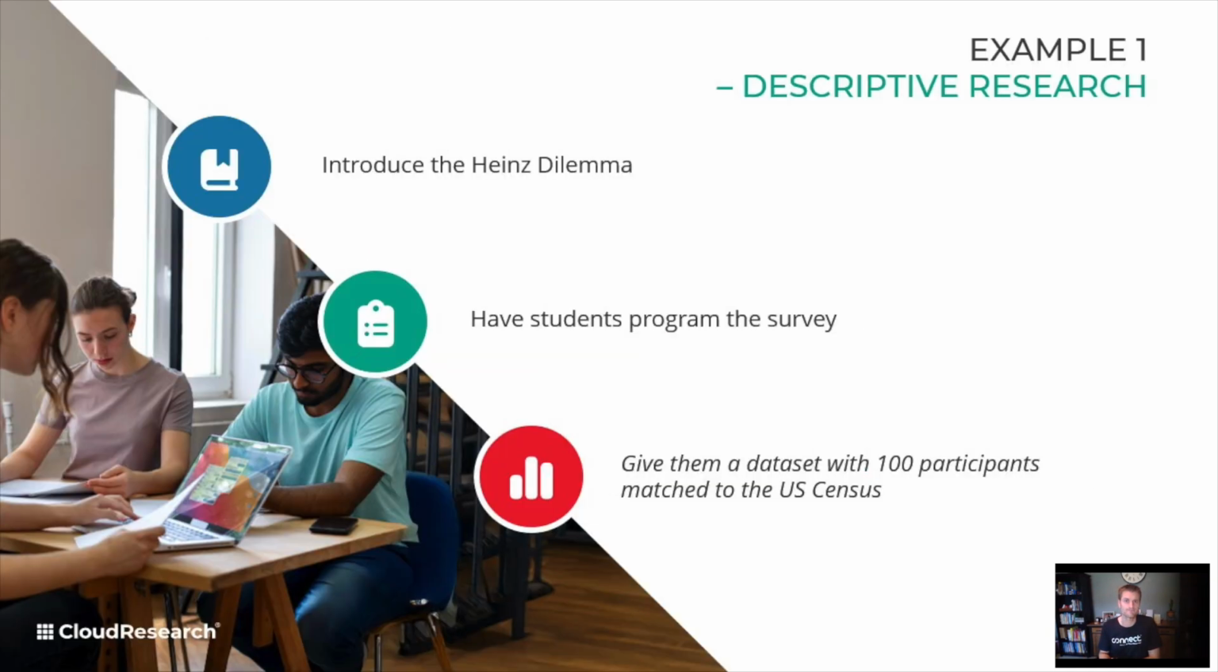So one example that the book uses repeatedly to illustrate different research designs across chapters is the classic Heinz dilemma.